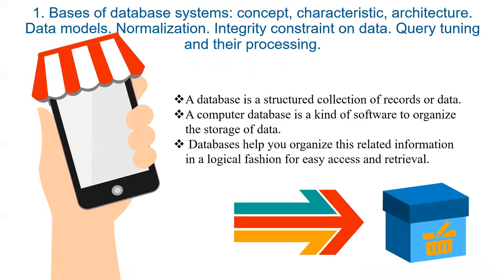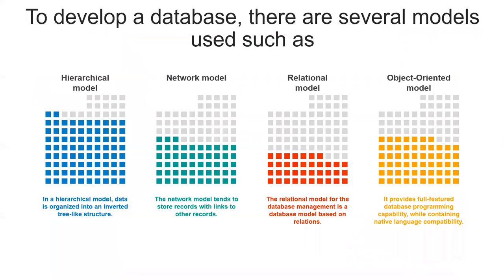First topic. A database is a structured collection of records or data. A computer database is a kind of software to organize the storage of data. So in easy words, databases help us to organize our information in a logical way.